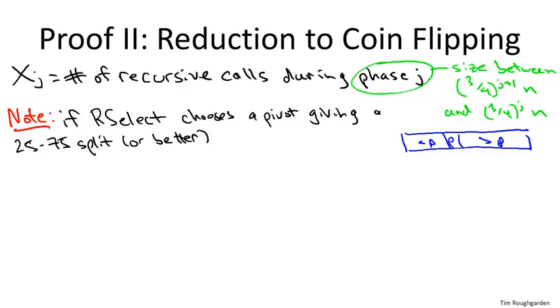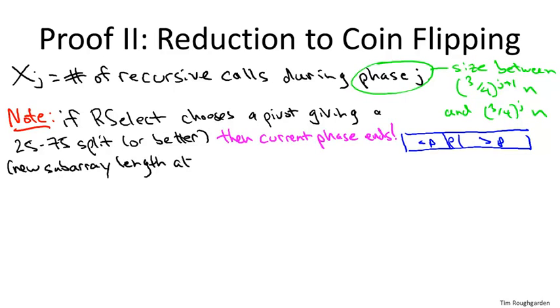So by a 25-75 split or better, what I mean is that the first part and the second part each have at most 75% of the elements in the input array. Both have at least 25% and at most 75%. And the key point is that if we wind up choosing a pivot that gives us a split at least this good, the current phase must end. Why must the current phase end? Well, if we get a 25-75 split or better, then no matter which case we wind up in, the algorithm is guaranteed to recurse on a subproblem that has at most 75% of what we started with. That guarantees that whatever phase we're in now, we're going to be in an even bigger phase when we recurse.